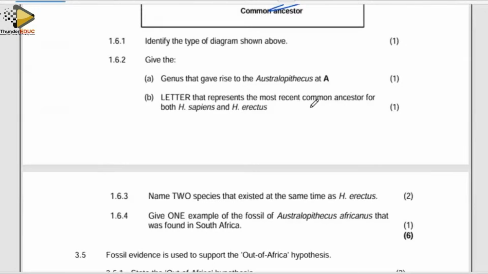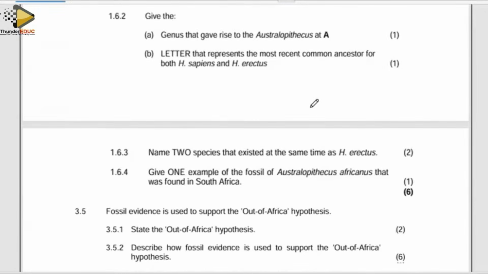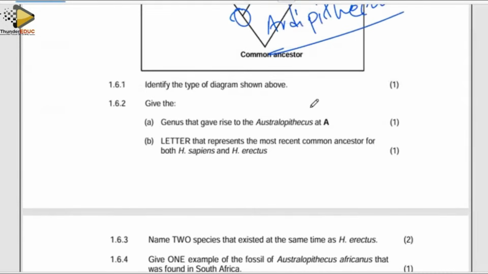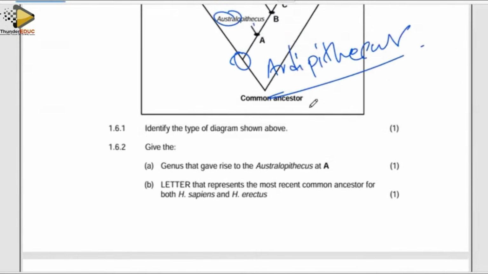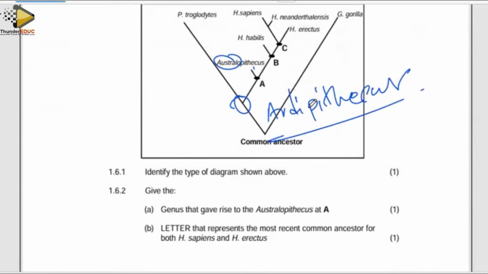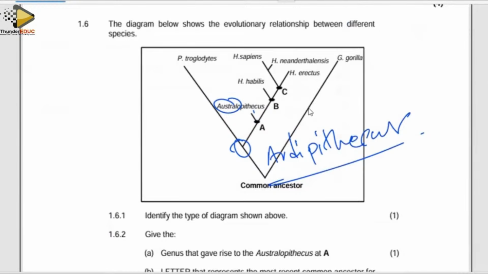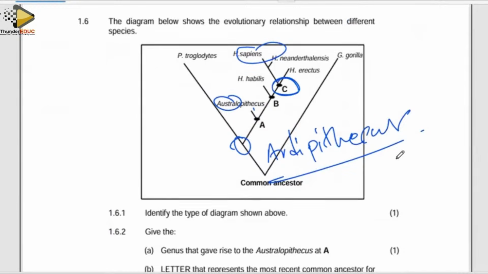Then they're asking you the letter that represents the most recent ancestor for Homo sapiens. If you look at Homo sapiens, they are here. This is the most recent ancestor, so it's going to be C.